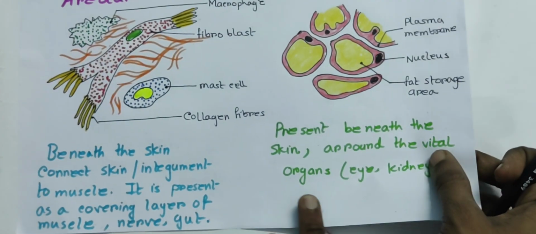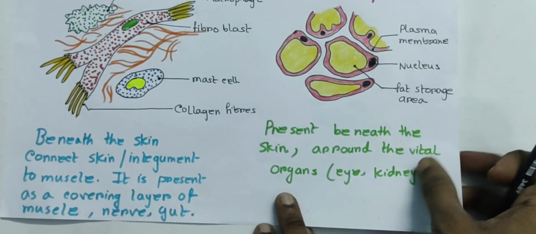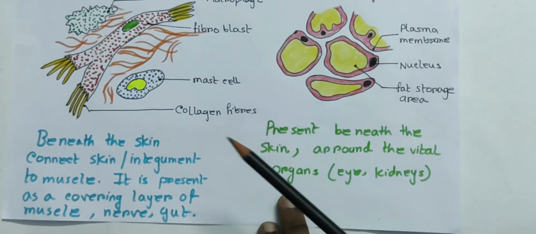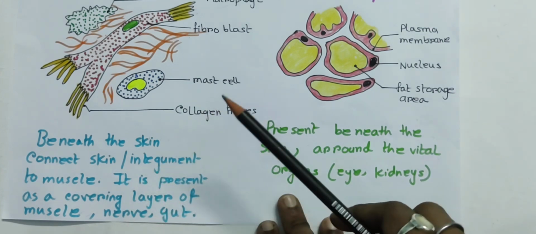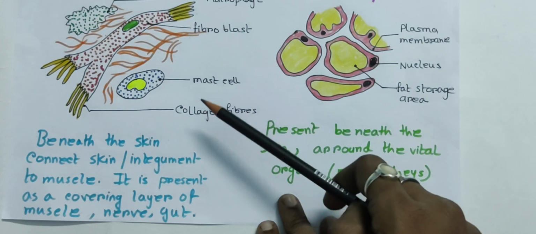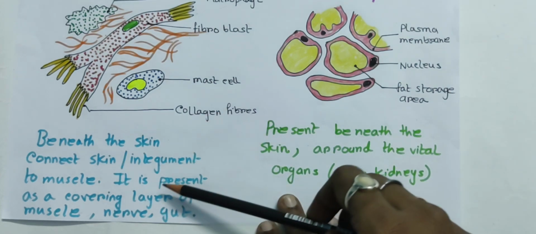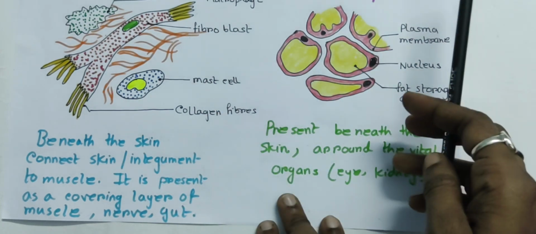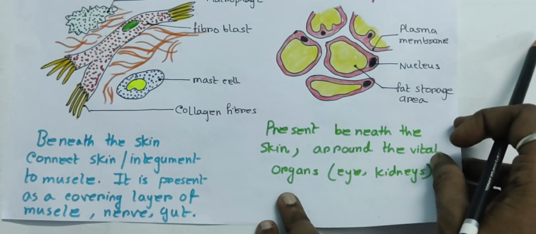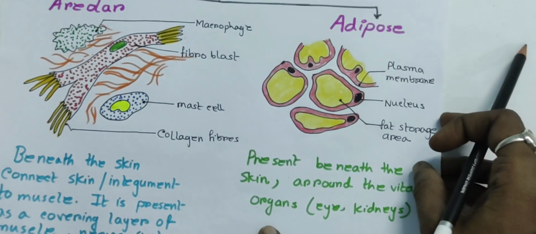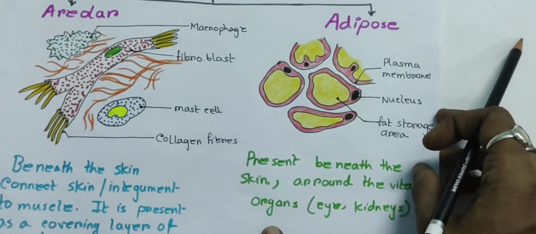What is the location of that tissue? The location is beneath the skin. It connects the skin or integument with the muscles. Our skin is attached to the muscle by this tissue. Okay, it is present as a covering layer of the muscles, nerves and gut. It makes a covering, a layer. So this is the areolar tissue, and there is adipose tissue.